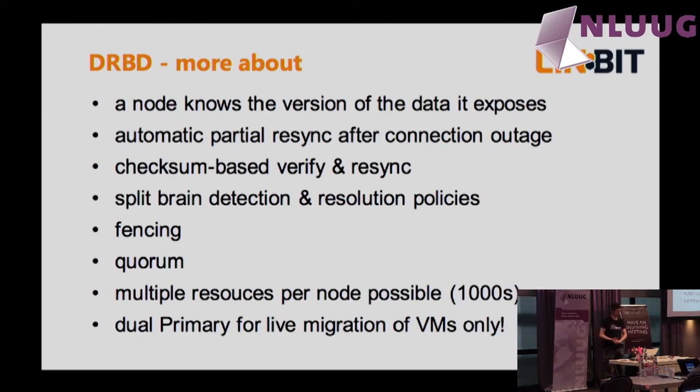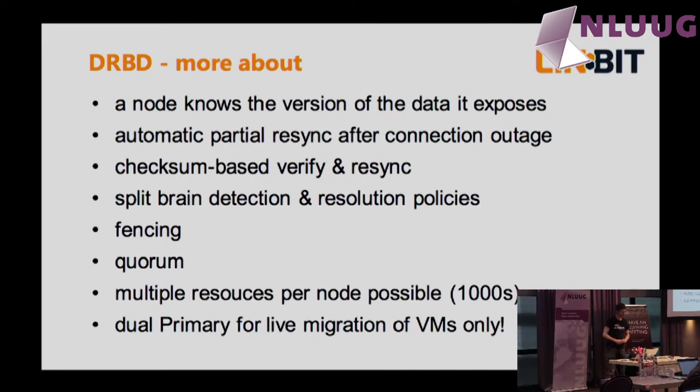And DRBD supports fencing in combination with cluster resource managers like Pacemaker, and Corosync is the communication layer for Pacemaker, so that DRBD can detect when its replication link fails and tell the cluster not to fail over to a system that has lost access to the most up-to-date data. And it can tell the cluster resource manager to fence the system completely, so basically to turn it off, node-level fencing.